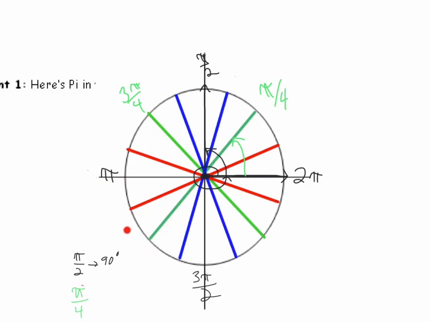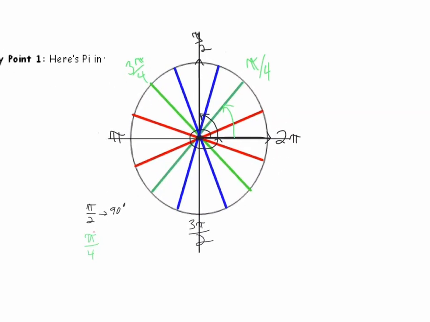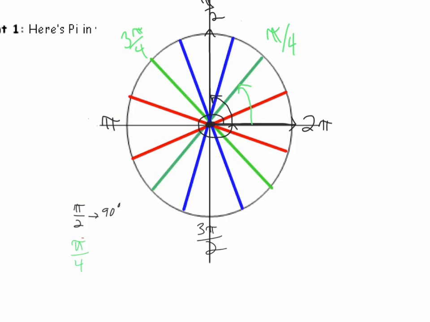Anybody care to guess what this guy is? 5 pi over 4. Thanks for playing along with me. Oops, sorry, not to make you seasick there. We got 5 pi over 4.